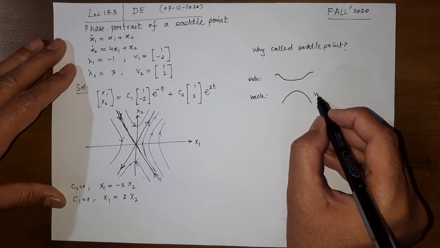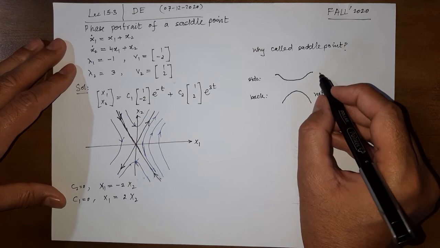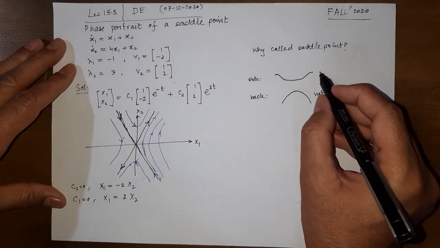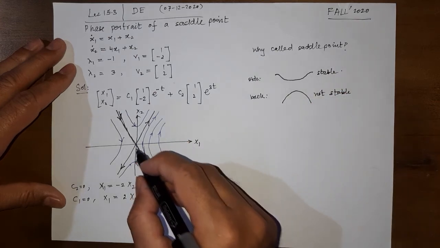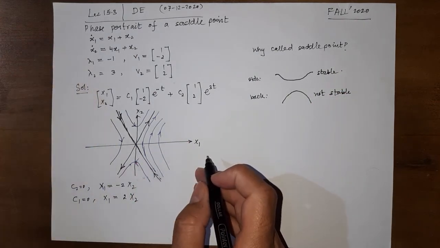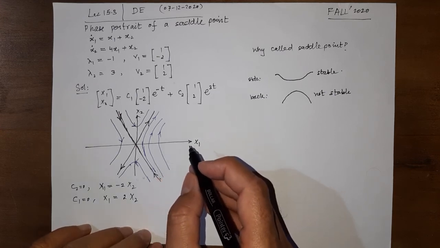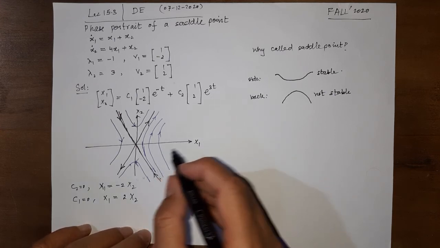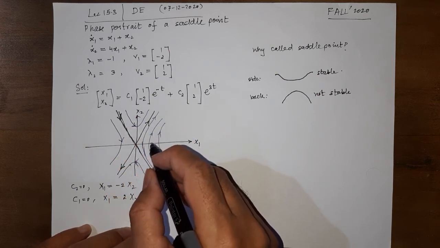So it is not stable in one direction, and it is stable in the other. That is why this fixed point is known as a saddle point, and it is stable only along this trajectory. Everywhere except this, it is not stable.